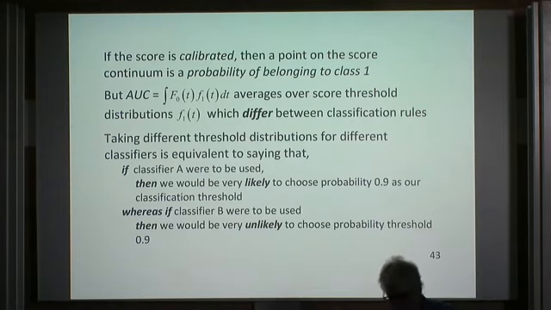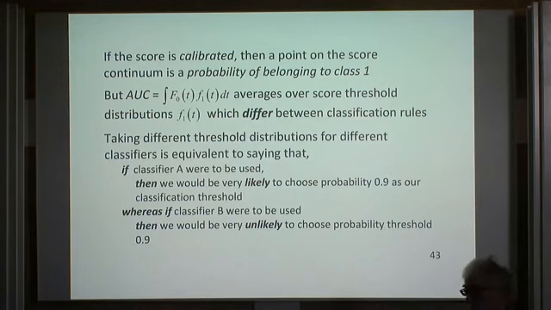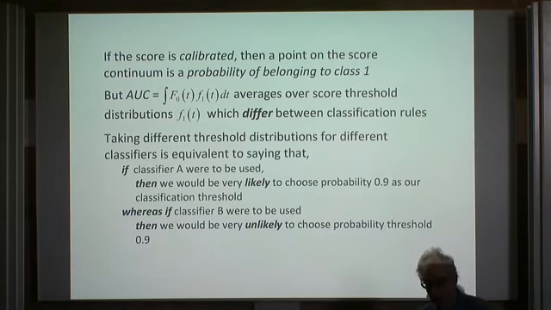Now, this is all very well. I've defined area under the curve, and it seems to have a nice, simple, straightforward definition. Average proportion of class 0 points you get right. Average proportion of all of the points you get right, another way of looking at it. But what are we averaging over? I sort of glossed over this. We're averaging over this distribution. And where does that distribution come from? That's the distribution of class 1 scores, which depends on the particular method you're using.